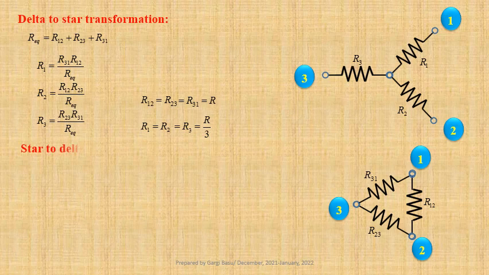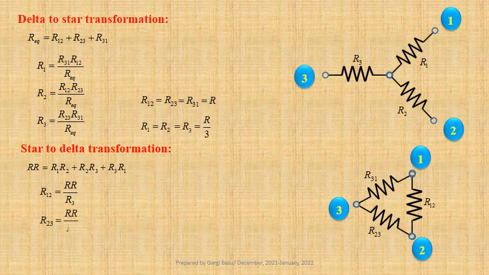For star to delta transformation, we shall first calculate Rr equals R1 into R2 plus R2 into R3 plus R3 into R1. Later, we shall use the following relations. R12 equals Rr divided by R3. R23 equals Rr divided by R1. And R31 equals Rr divided by R2. If R1 equals R2 equals R3 equals R, then R12 equals R23 equals R31 equals 3 times R.